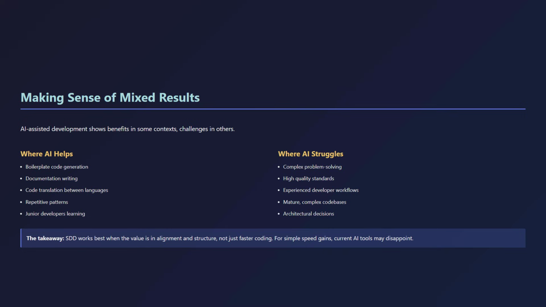Here is the key takeaway. SDD works best when the value is in alignment and structure, not just faster coding. If you adopt SDD primarily because you think it will make your code faster, current evidence suggests you may be disappointed. But if you adopt SDD because you need better alignment across your team, more consistent architecture, compliance documentation, or better context management for AI agents, those are the areas where value emerges.